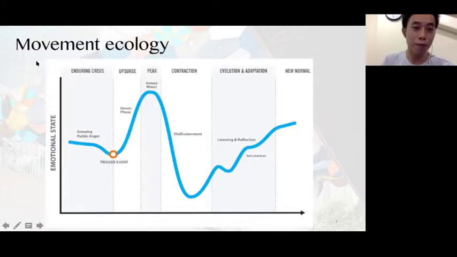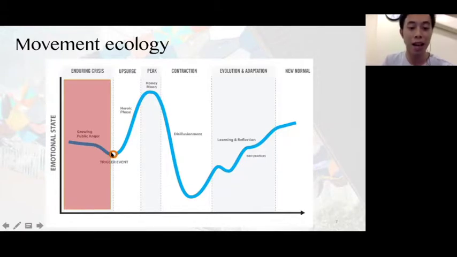Let's take a look at the movement ecology first. There is a growing public anger. This is the stage that we are going to cover now: how we use small actions and campaign propaganda media to try to grow public anger and grievances, so that people can participate at a certain point to protest against the government.